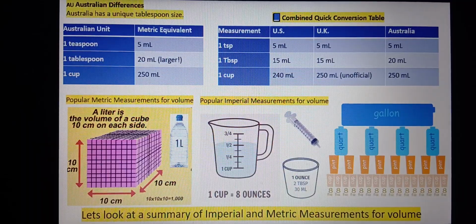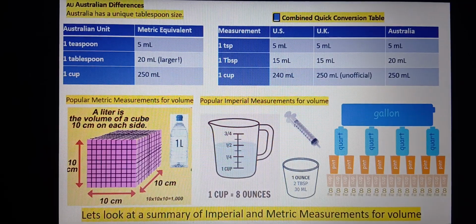If you look on the right-hand side at the bottom, popular imperial measurements for volume. If you look at this very carefully, there's a needle there, basically a syringe. And that would be basically measured in milliliters. So if I want to measure 30 milliliters, I would pull the plunger up to the number 3 mark, and that would represent 30 milliliters.